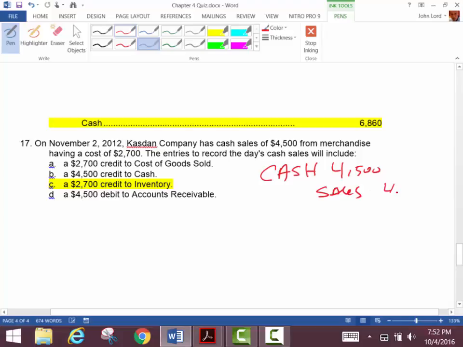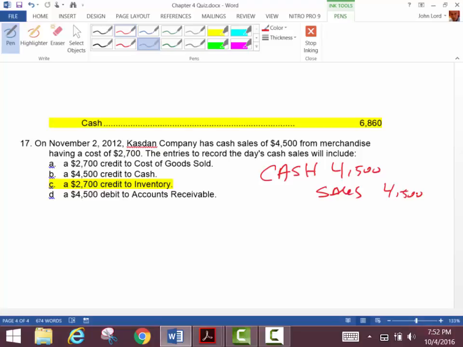No. Why would I credit? No. I see why you're wanting to credit accounts receivable. This is not the collection. This is a cash sale, right? You're correct. We would have credited accounts receivable if we had first set it up as a receivable, but it's a cash sale. So we debit cash, we credit the sales, okay?